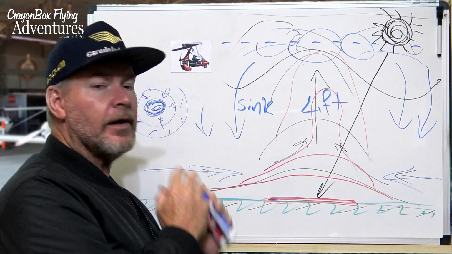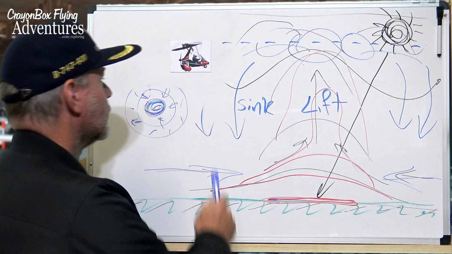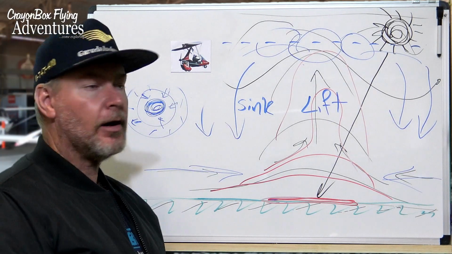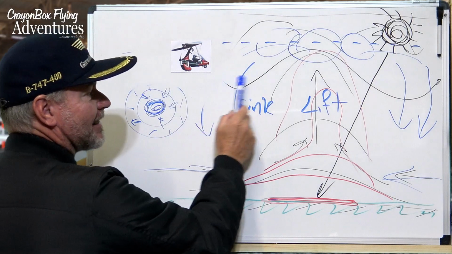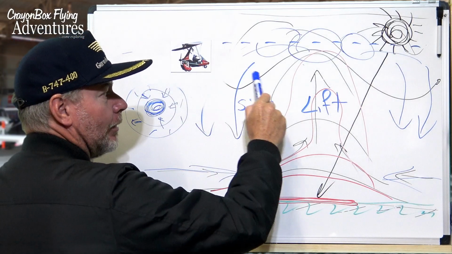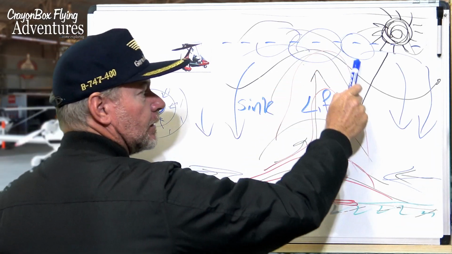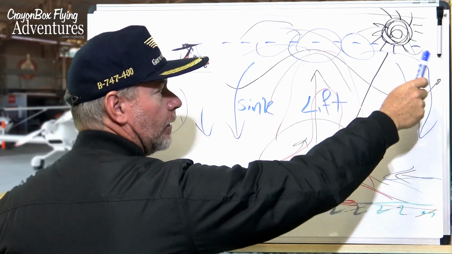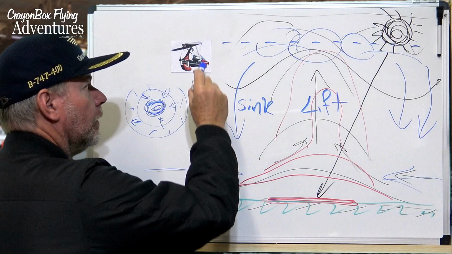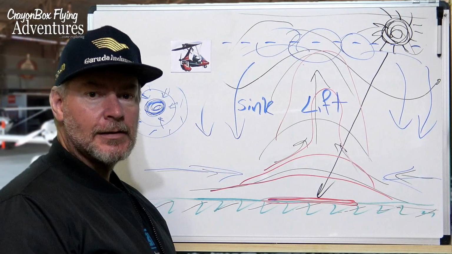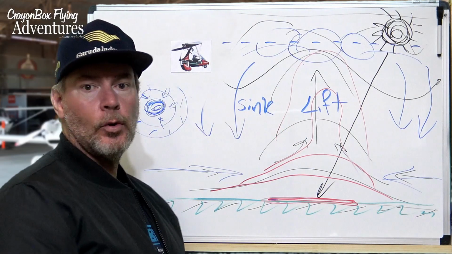Why is this important to flying? Because when I'm flying along, or any of us are flying as a pilot, when we hit the sink, we go down. When we hit the lift, we start to rise again. And then when we hit the sink again on the other side, we go down. And you'll quite often feel quite sharp turbulence caused by the lifting warm air.